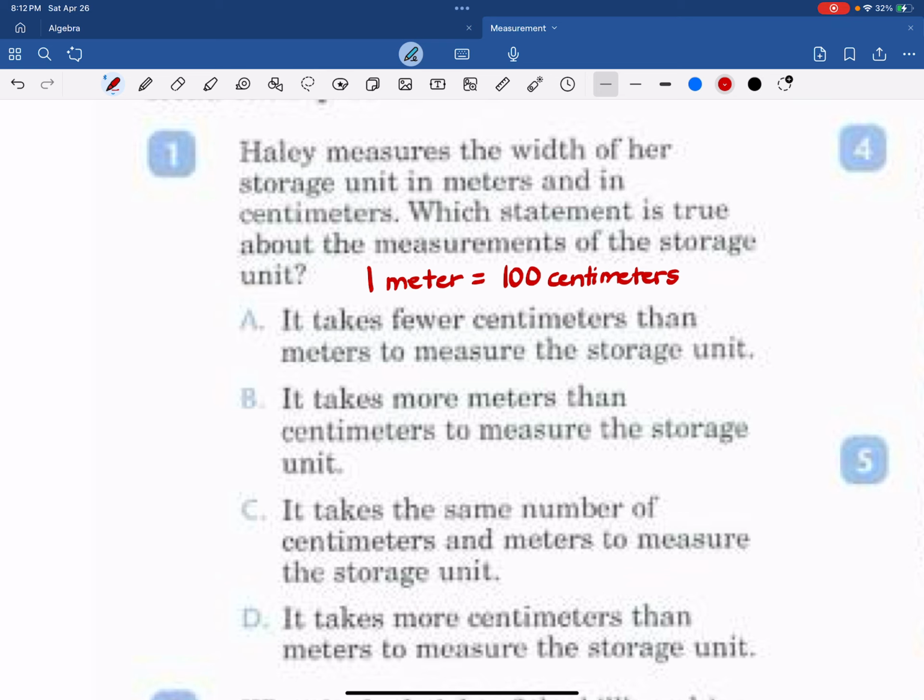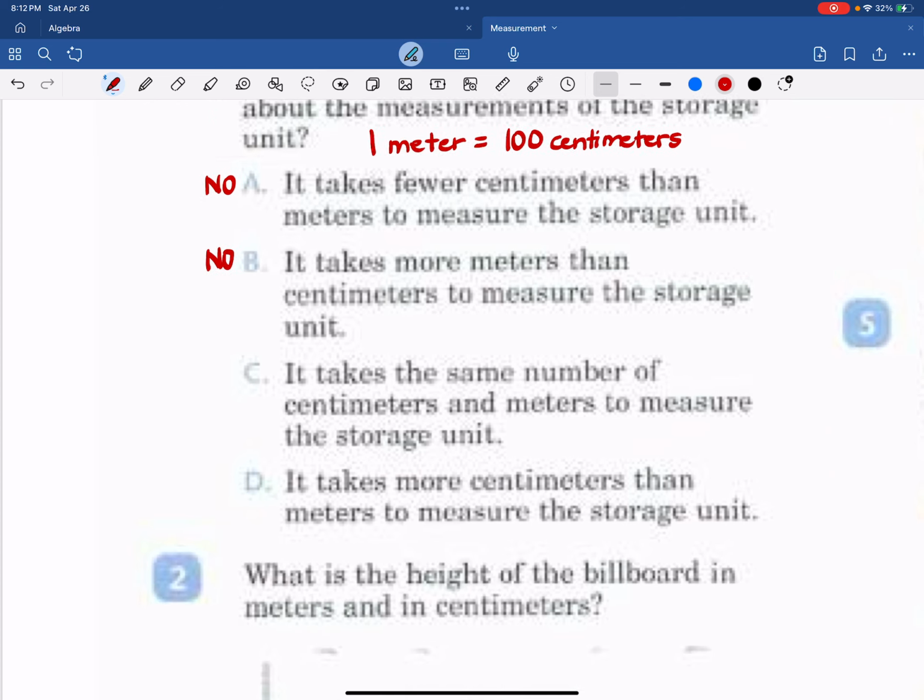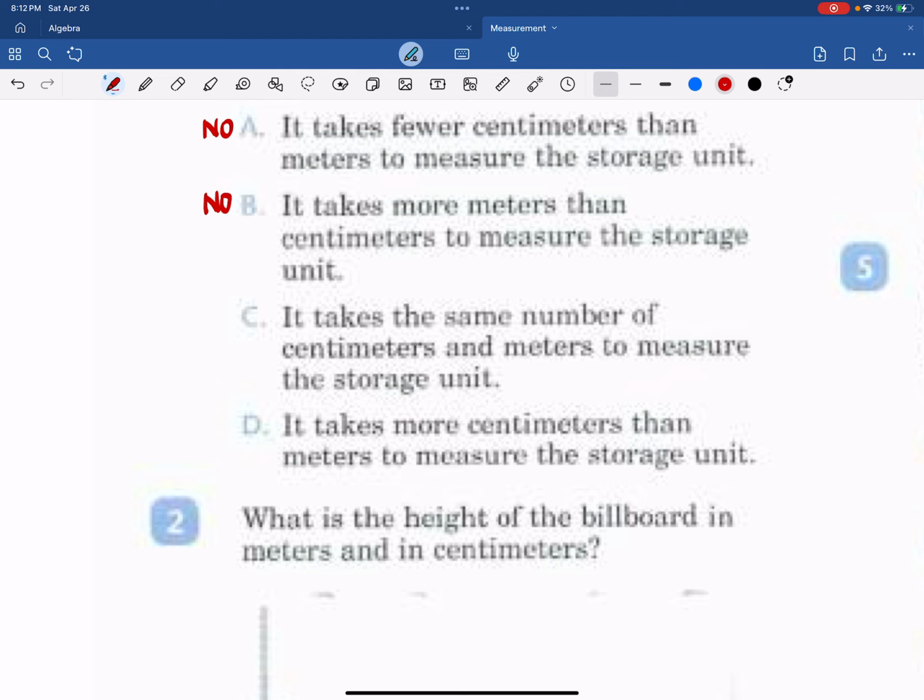A says it takes fewer centimeters than meters. That is not true. That is a no. It takes more meters than centimeters to measure the unit. That is a no. It takes the same number of centimeters and meters to measure the unit. That is definitely a no, because they're not the same unit. It takes more centimeters, 100 times more than meters to measure the storage unit. So the answer to this one is D, as in Delta.